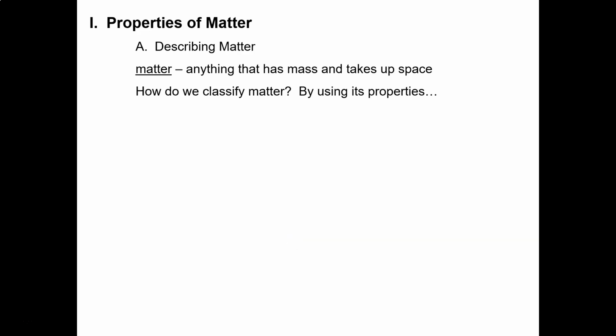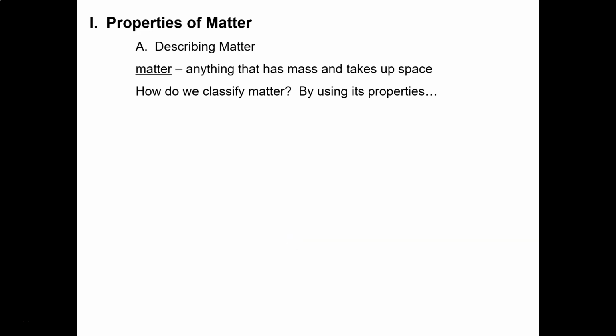So let's start with properties of matter. Now, we talked about this back in Chapter 1. Matter is anything that has mass and takes up space, right? Anything that has mass and volume is considered to be matter, and that's the kind of stuff that we study in chemistry, right? Everything that's made out of mass and space, which is virtually everything that you can see around you right now, right? All of that stuff is matter. That's what we learn about here in chemistry.